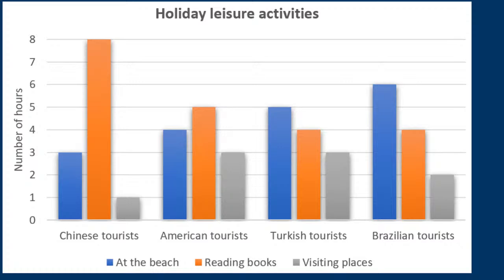Let's look at the left side. It says number of hours 0, 1, 2, 3, 4, 5, 6, 7, 8. Then we have Chinese tourists, American tourists, Turkish tourists, Brazilian tourists. Then we have the blue is at the beach, the orange is reading books, and the gray is visiting places. So, what do we see from this bar graph?